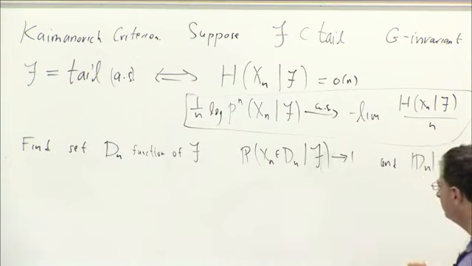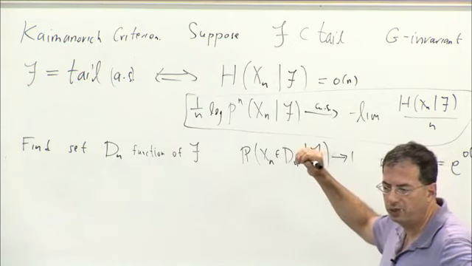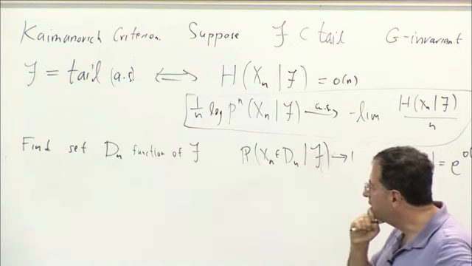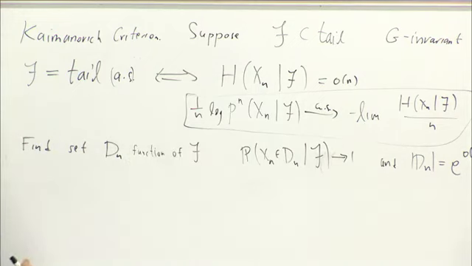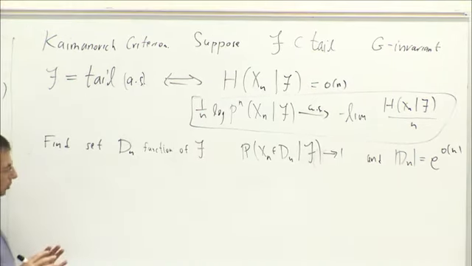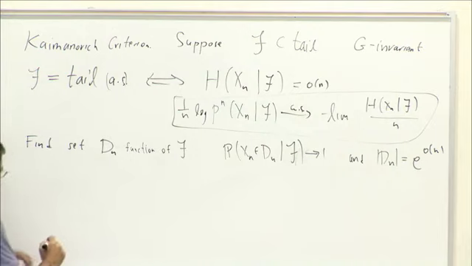So e to the little o of n. And that guarantees that the conditional entropy is 0. So we want to find a set. Given our candidate f, we want to be able to predict where the walk is, and the number of possibilities should be sub-exponential. So how does Anna apply this?